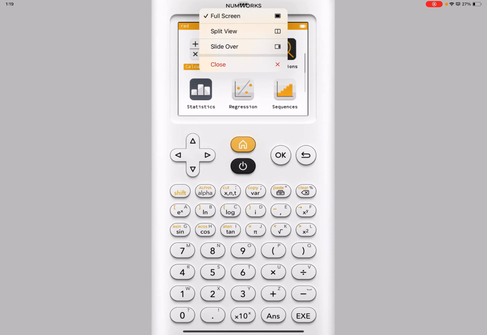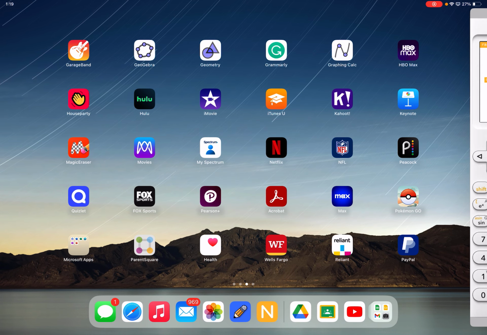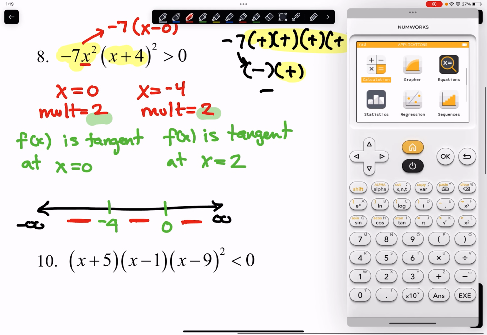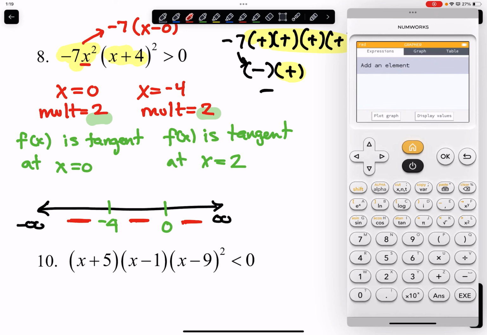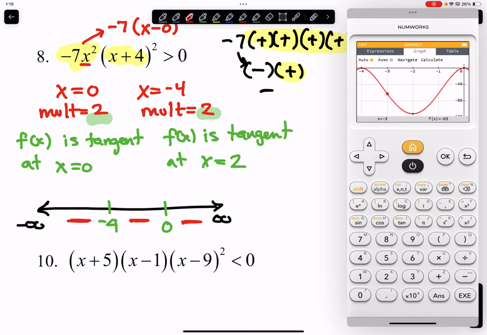Let's look at that. Let's graph this and see what the graph actually looks like, and see if I'm correct. So let's graph the function. Let's put negative 7 x to the second power, parentheses, x plus 4, to the second power again. And let's plot the graph.